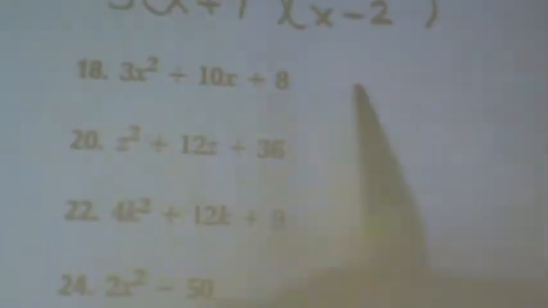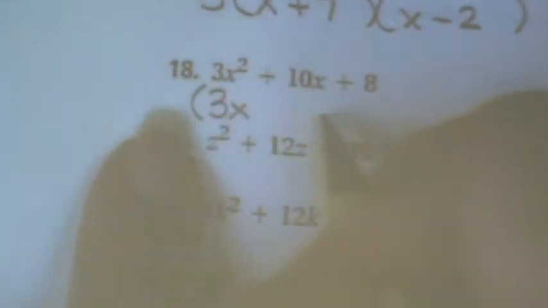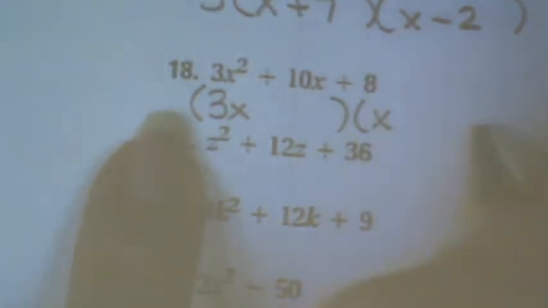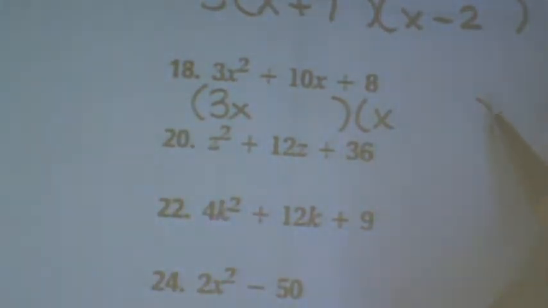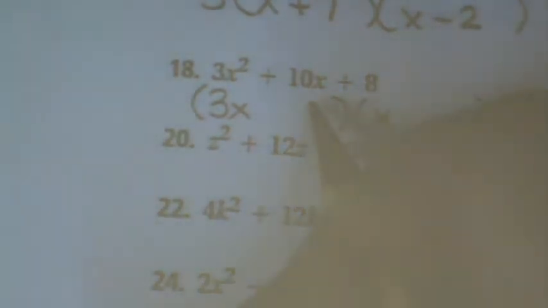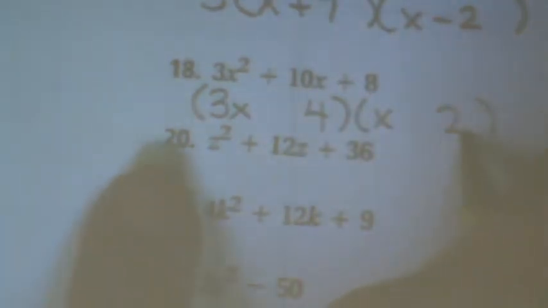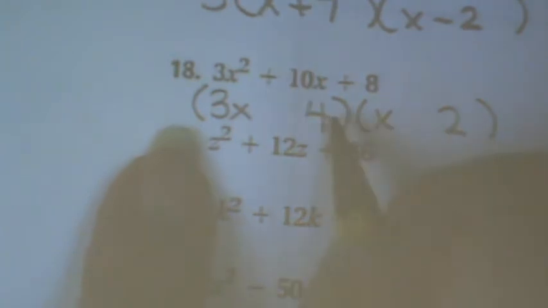Okay, number 18. This one is also a trinomial that has to be factored. So I'm going to do 3x and x; you don't have many choices for this. Now, I want two numbers that multiply to give you 8, which is 4 and 2, or you could do 8 and 1. Chances are it's going to be 4 times 2, and does this work? 3 times 2 is 6, and 6 plus 4 is 10, so that works.